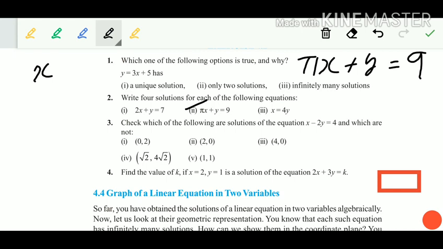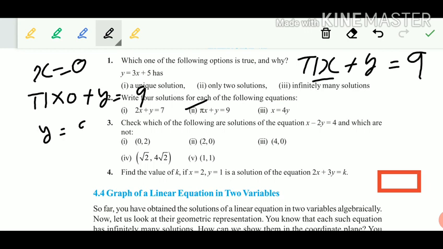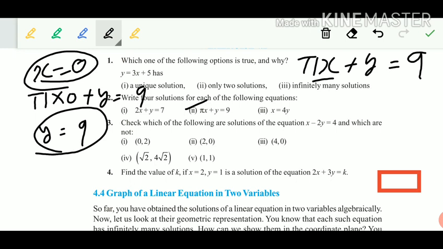First put x value 0. So when we put x value 0, it becomes pi multiplied by 0 plus y is equal to 9. So y is equal to 9. So x value 0, y value 9. (0, 9) is a solution of this equation.